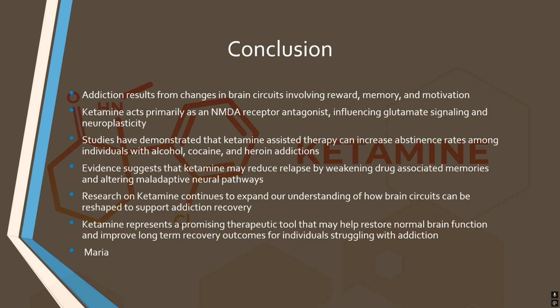At the same time, there are still important gaps in knowledge. More research is needed to determine the optimal dosage, treatment protocols, and long term effectiveness of ketamine assisted therapy. Future studies will help researchers better understand exactly how it produces its effects and which patients may benefit the most. Overall, the evidence suggested that ketamine has the potential to become an important tool in addiction treatment by improving our understanding of how addiction changes the brain and how those changes can be reversed. Researchers may be able to develop more effective treatments and improve recovery outcomes for individuals struggling with substance use disorders.